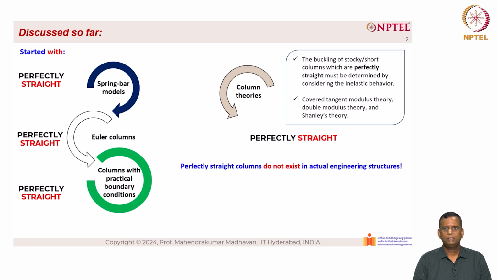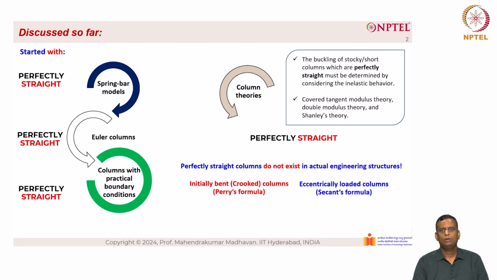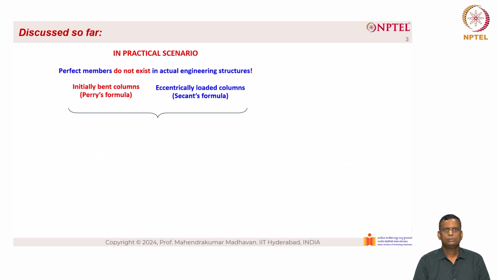However, straight columns do not exist in actual engineering structures. So there are two types of columns. One is the initially crooked column or a bent column, which is dealt by Perry's formula. The other one is also known as eccentrically loaded columns, which is dealt by secant formula. Both these derivations were seen in the last class. This we call imperfection in geometry.